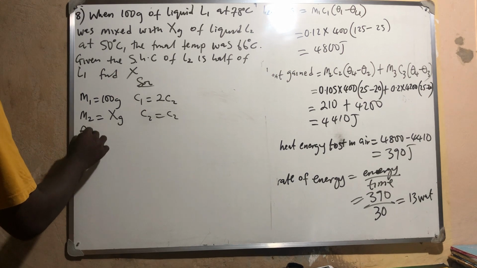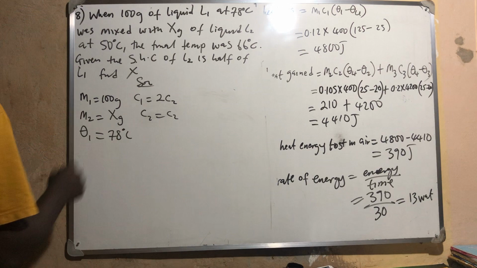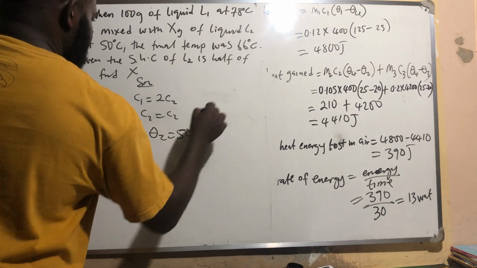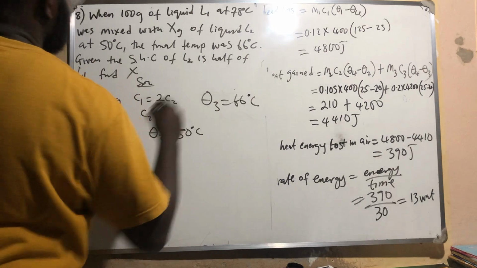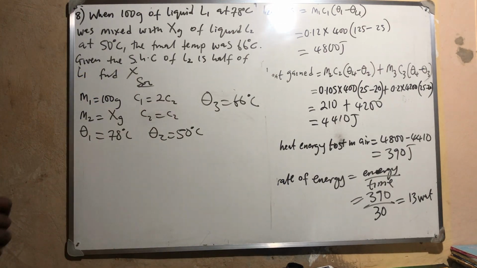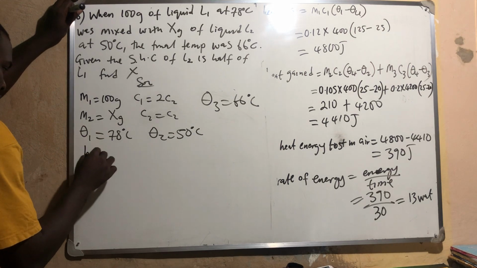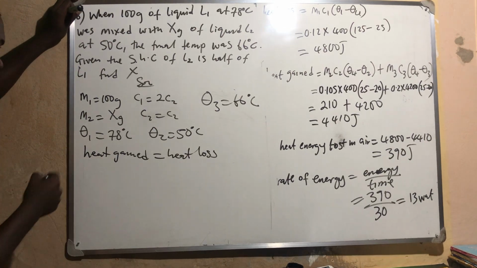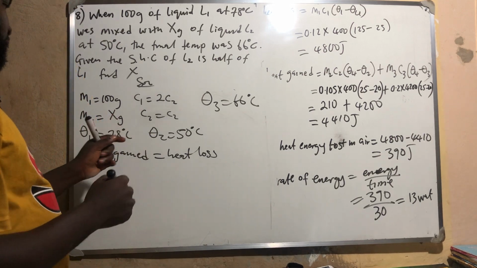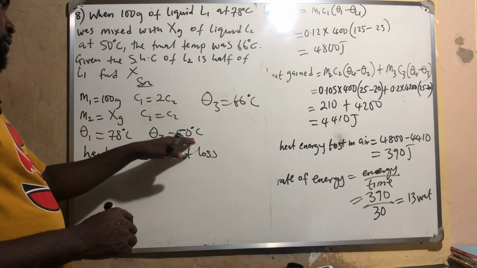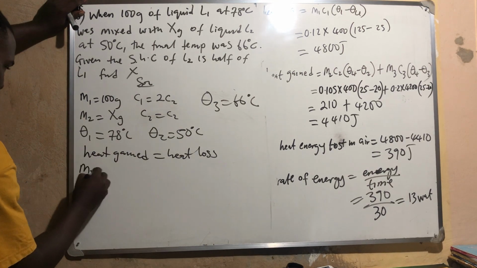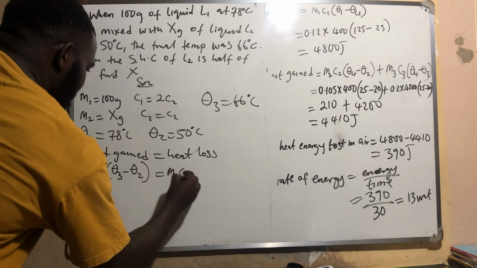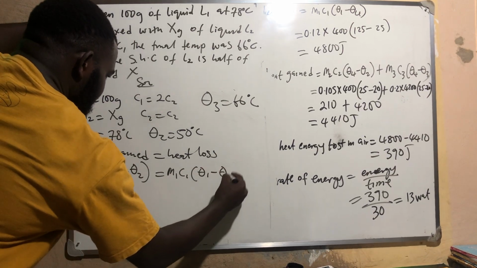So I need the temperature. Theta 1 is what? It was at 78 degrees Celsius. Okay. And my theta 2 is at what? As 50 degrees Celsius. Then my theta 3 is now what? 66 degrees Celsius. So if you look at these two, this is heat loss. Okay. So I will tell them that heat gained is equal to heat loss. Heat gained is equal to what? Heat loss. Okay. So for heat gain, who gained? This person gained. Okay, the one with smaller temperature gained. So I'm going to have my M2 C2 theta 3 minus theta 2 because it is gained is equal to what? M1 C1 theta 1 minus theta 3 because it is loss.